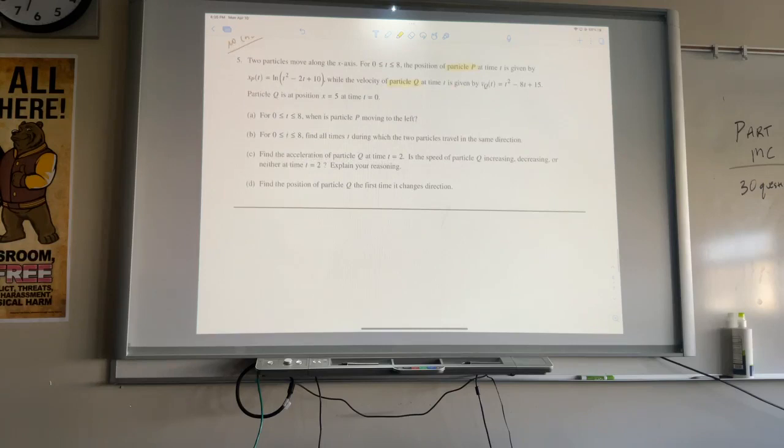Okay, part A, when is particle P moving to the left? Now, I want you guys to tell me what moving to the left means. How do we find that? Negative, right. Velocity is negative, means moving to the left. Okay? Here's particle P. Is that a position or a velocity equation? So we gotta find velocity, right?